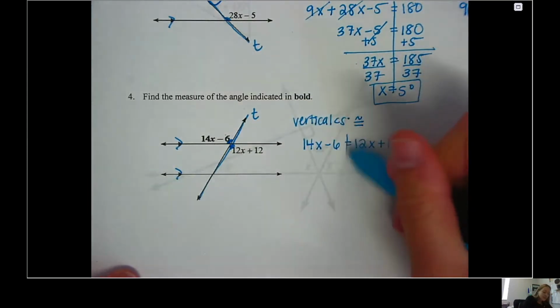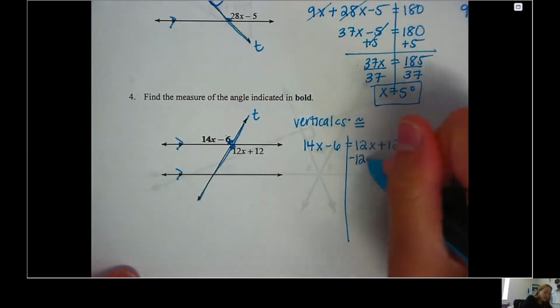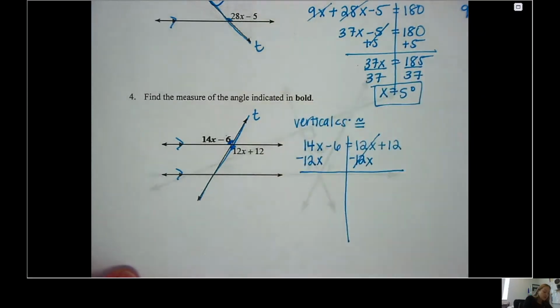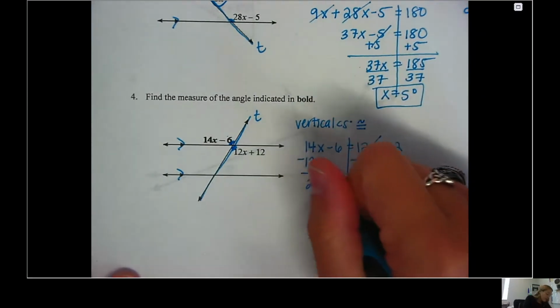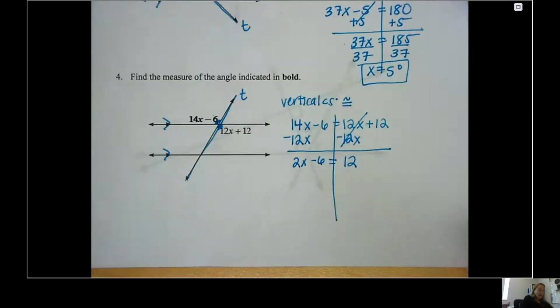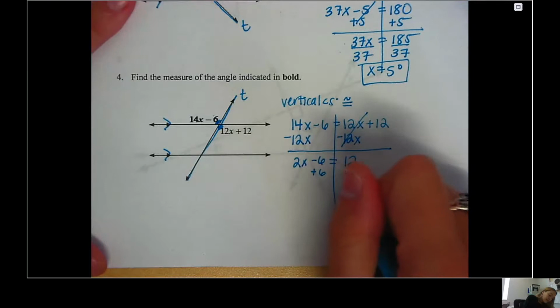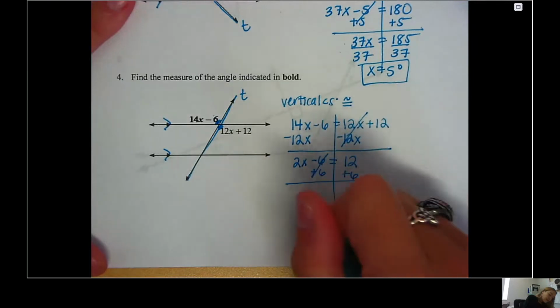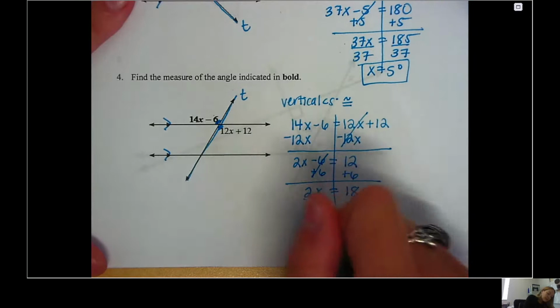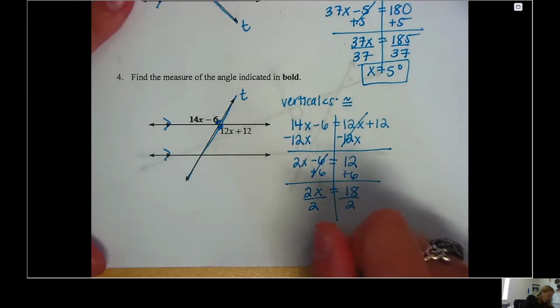All right, so first thing I'm going to do is subtract 12x from both sides. I like to subtract the smaller x because I don't have to deal with negatives. I get 2x minus 6 equals 12. Then I add 6 to both sides. I get 2x equals 18. Divide both sides by 2. I get x equals 9 degrees.